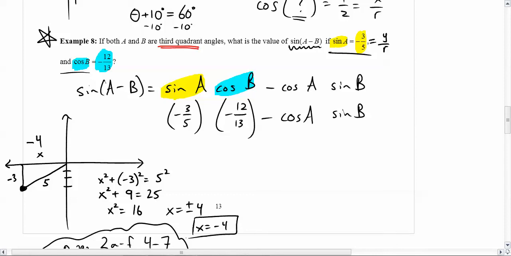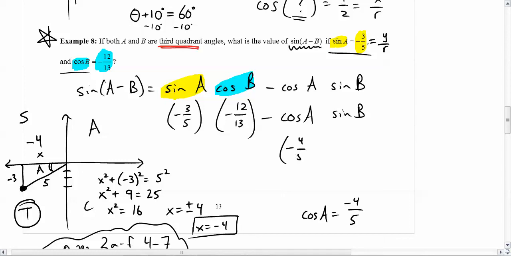So that means that this is my angle A right here. That means that cosine of A is x over r, so negative 4 over 5. I can also know that my cosine should be negative because of All Students Take Calculus. Only tangent can be positive in quadrant 3. So instead of cosine A, I can now write negative 4 over 5. Okay, so that's using my yellow angle here.